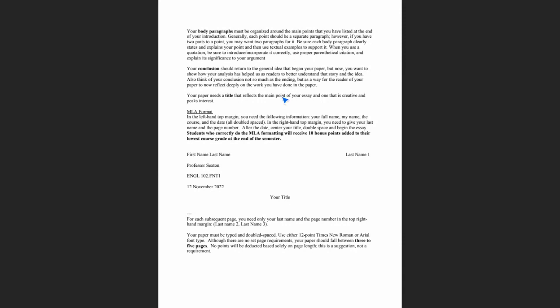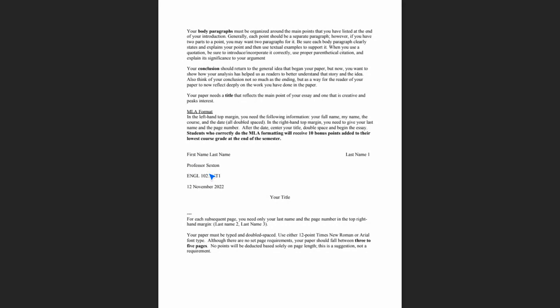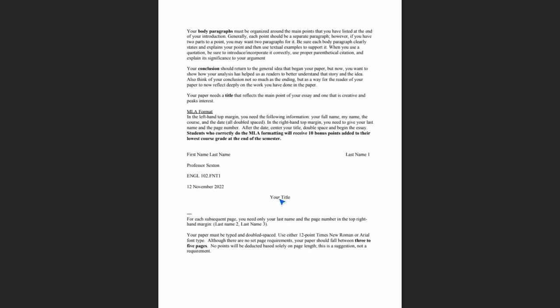And then you need to do MLA formatting. On the first page of your paper, you need your first name and last name on the top left-hand margin. And then on the right-hand margin, you need your last name and the page number. Then my name, Professor Sexton, just like this. You just copy this verbatim. Then the course, English 102-FNT1, just like this. And the date in the European format, 12 November 2022, then the title. This is what your first page should look like.